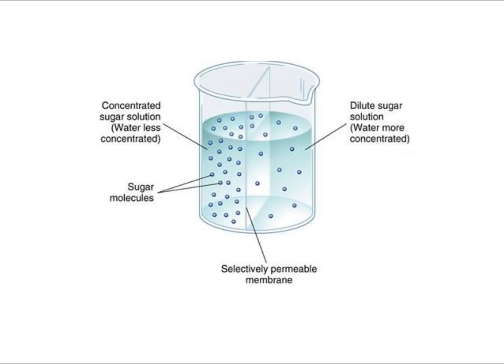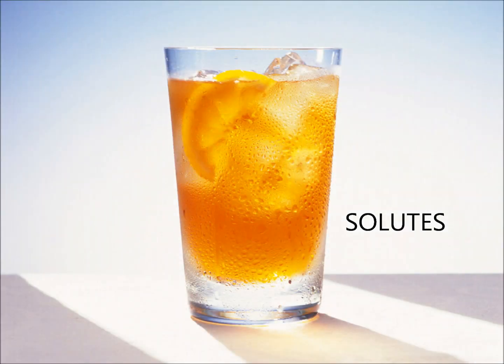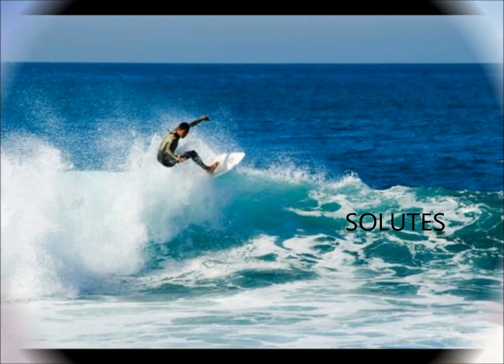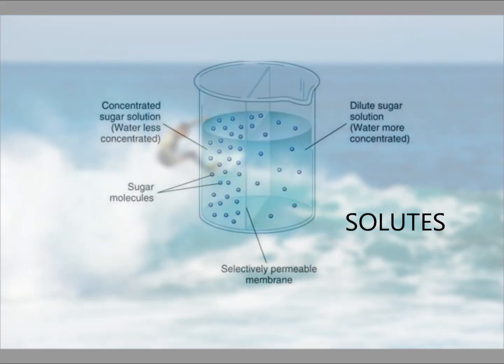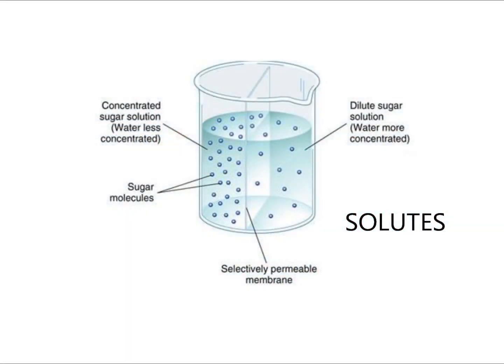In osmosis, water flows from where there is a low concentration of dissolved substances to where there is a high concentration of dissolved substances. These dissolved substances are called solutes and can be as simple as sugar dissolved in water, like in lemonade, or salt dissolved in seawater. In our diagram, there is a higher concentration, or relative amount, of solutes on the left side of the beaker and a lower concentration of solutes on the right side.